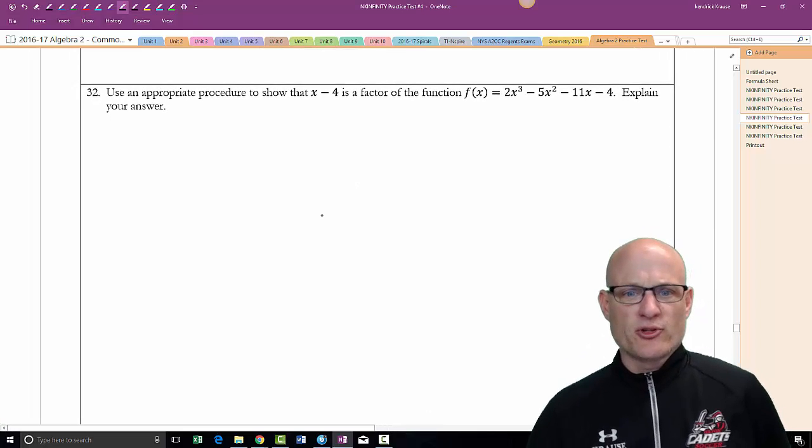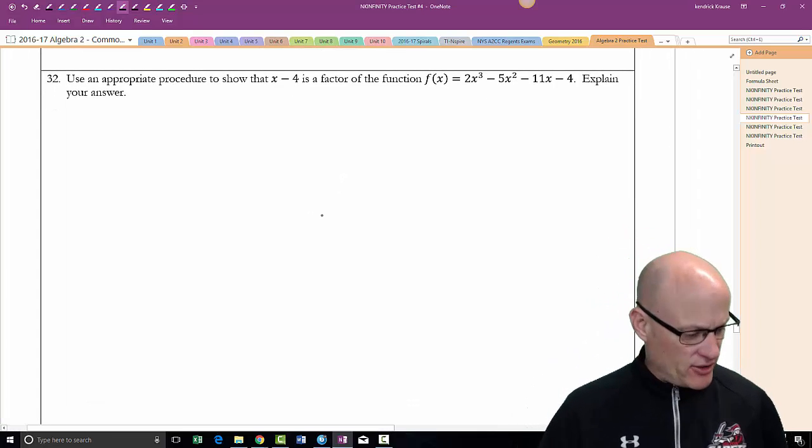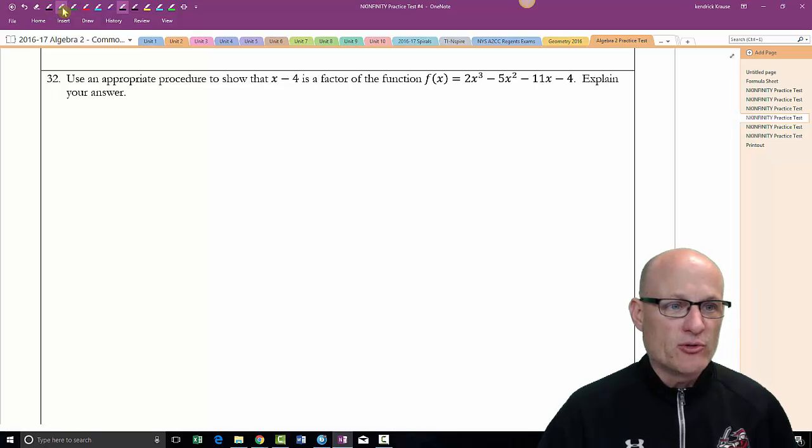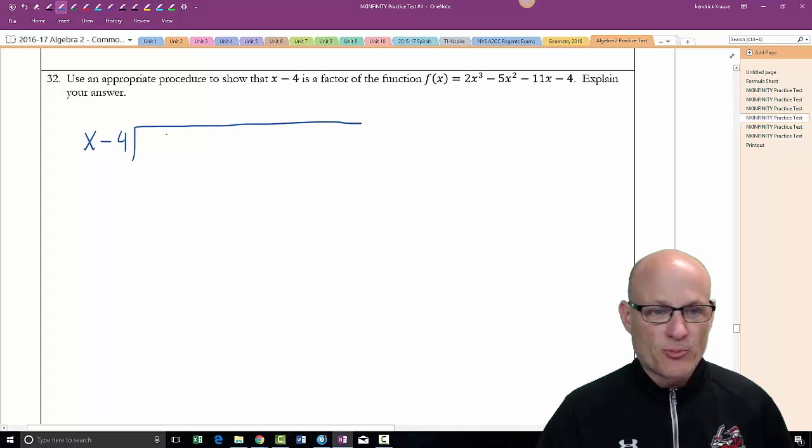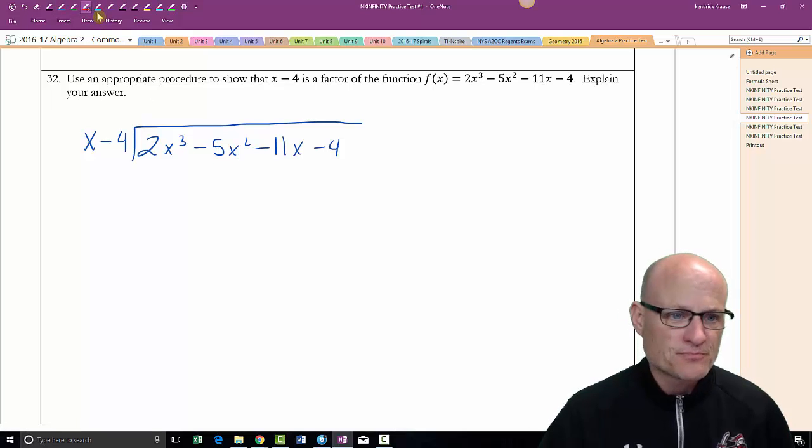Use the appropriate procedure to show that that is a factor. Explain your answer. All right, there's 2 ways to do this. I'm going to do it the first way, which is a simple way of doing x minus 4, and I'm going to divide it into, just a little practice for you, 2x cubed minus 5x squared minus 11x minus 4.